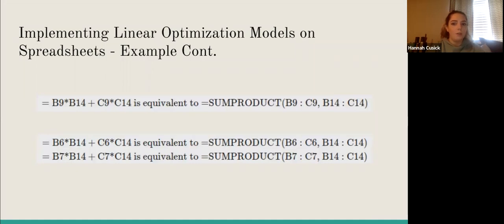And in Excel, the pairwise sum of products of terms can be computed using the SUMPRODUCT function. The SUMPRODUCT function simplifies the model building process, especially when many variables are involved. So this just shows you how you're able to use the SUMPRODUCT function to simplify your equation in Excel.